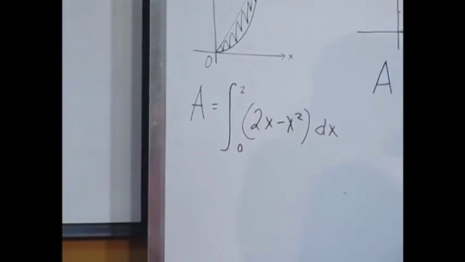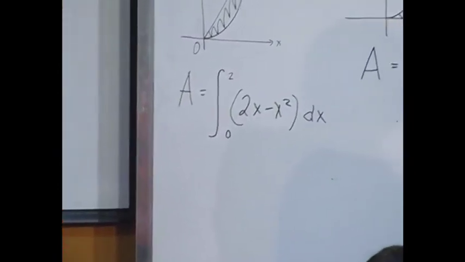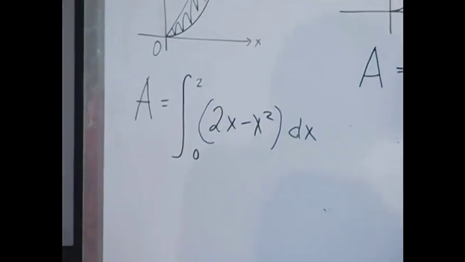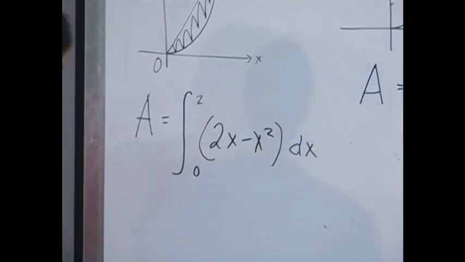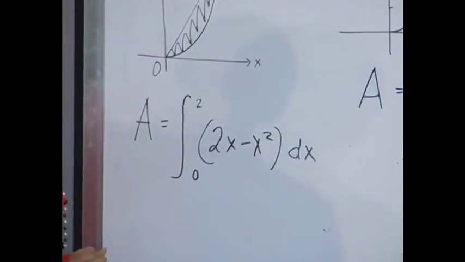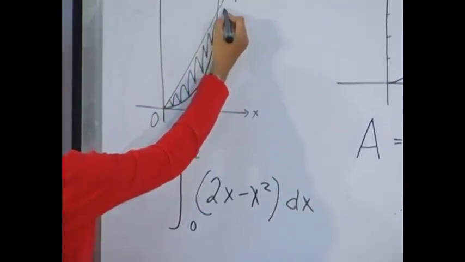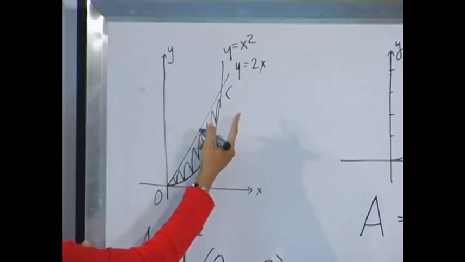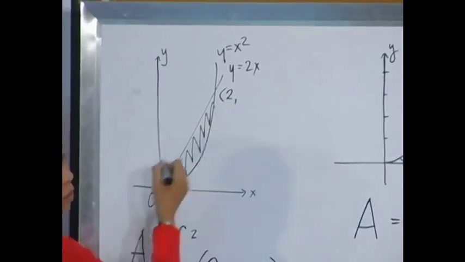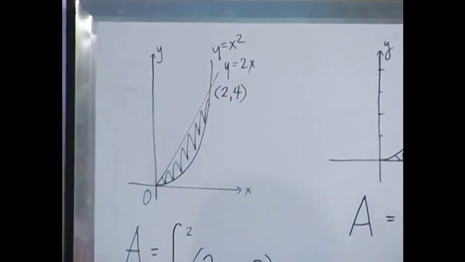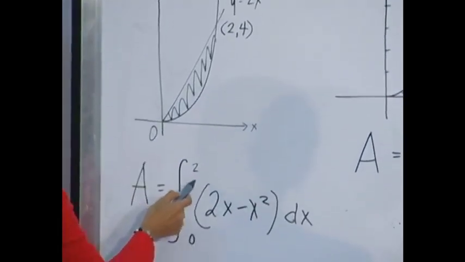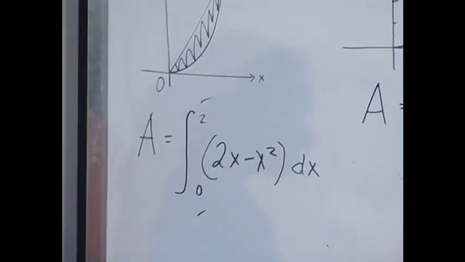Area, according to Gerard, is going to be given by this definite integral. The limits go from 0 to 2. Indeed, from the left you have 0, to the right you have 2. That's going to come out as the abscissa of the point of intersection. x squared and 2x are going to be the same if x equals 2, and the y value that corresponds to that 2 is 4. So the x values will go from 0 to 2. That's correct.